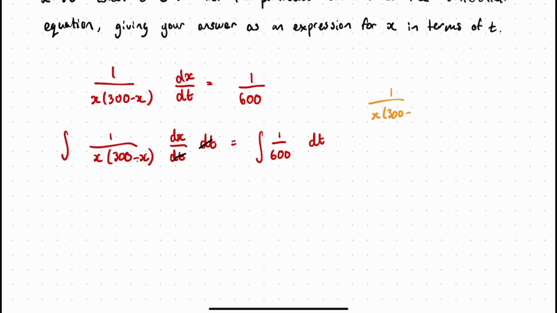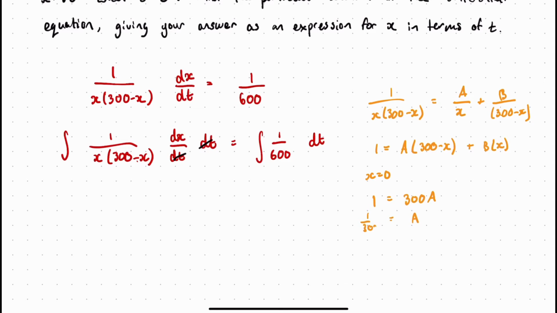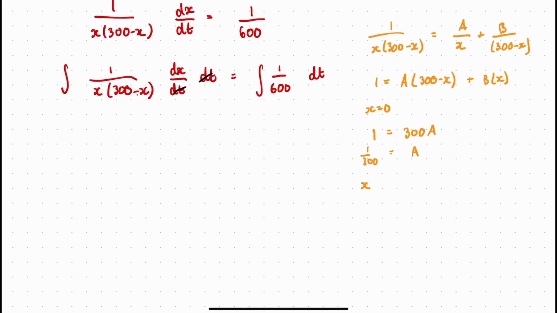So that is the same as saying a over x plus b over 300 minus x, which is the same as saying 1 is equal to a(300 minus x) plus bx. Substitute a value in, so x equals 0, giving you 1 is equal to 300a, so a is 1 over 300. Okay, when I substitute in for b, I substitute x equals 300 into this, I get 1 is equal to 300b. So b is also 1 over 300.